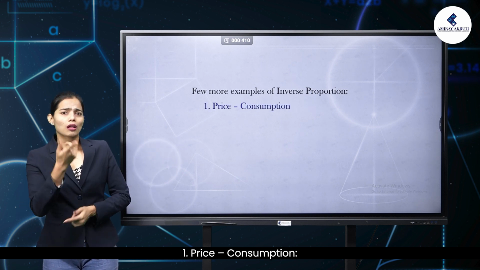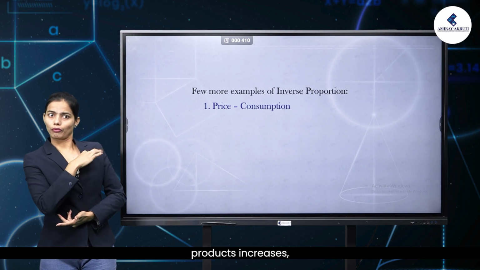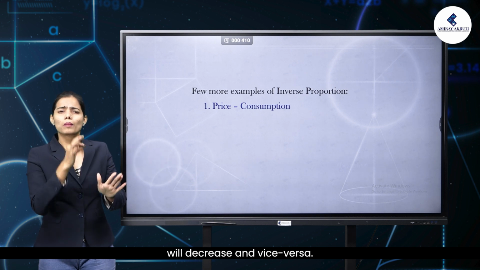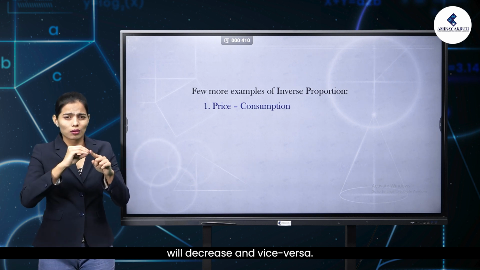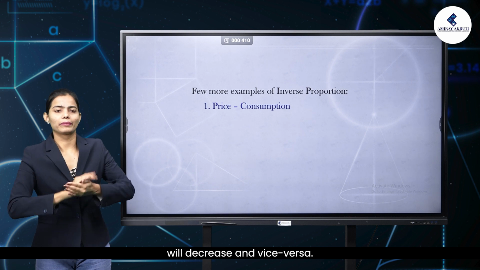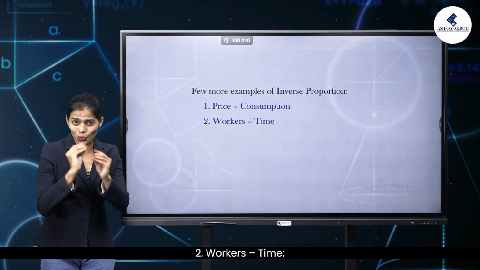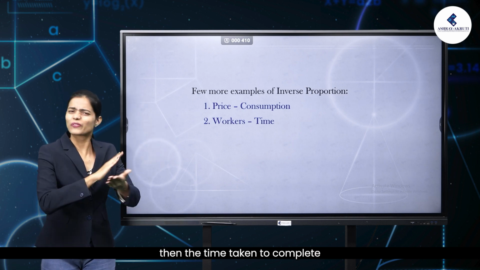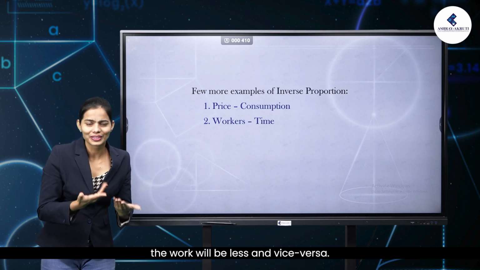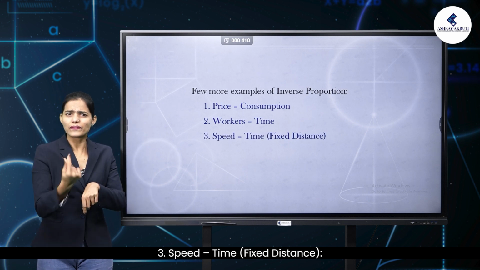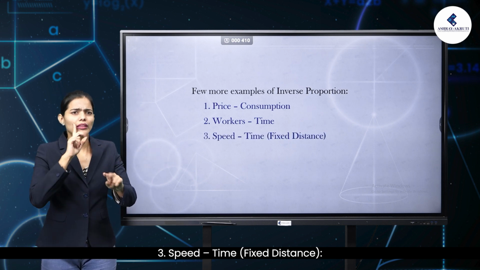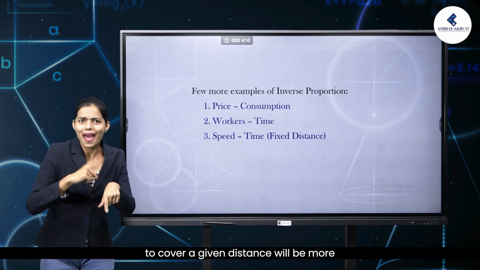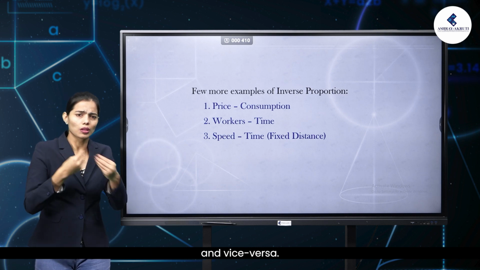Few more examples of inverse proportion. Number 1, price and consumption. If the price of consumable products increases, then naturally its consumption will decrease and vice versa. Number 2, workers and time. If more workers are employed to complete a work, then the time taken to complete the work will be less and vice versa. Number 3, speed and time for a fixed distance. If we travel with less speed, then the time taken to cover a given distance will be more and vice versa.